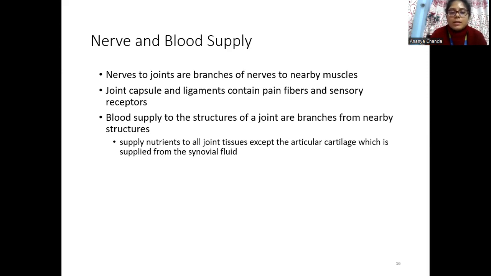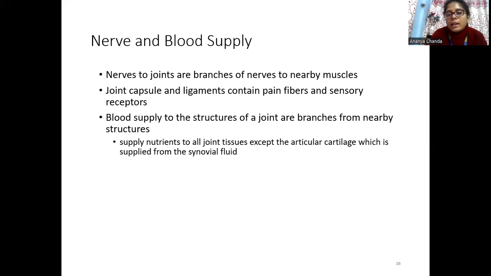Then comes the blood supply and the nerve. So the joints have nerves which are branches of nearby nerves that attach to the muscles. These nerves take the signals from the outer stimuli and send them to the muscle for contraction and relaxation. So the joint capsule and the ligaments contain pain fibers and sensory receptors.